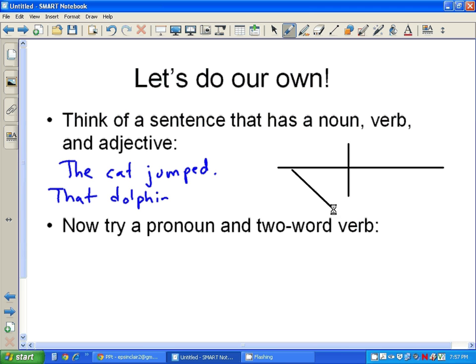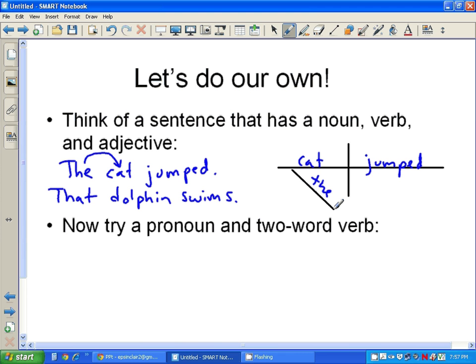But looking at the first one, we have jumped, cat, and the. And again, our articles, remember, we attach those to usually the noun that follows. Okay, it's not a perfect process because they're not technically describing words, but you could say which cat, the cat. That is a little bit easier. Which dolphin are we talking about? That dolphin. Okay, go ahead and try the second one on your own.